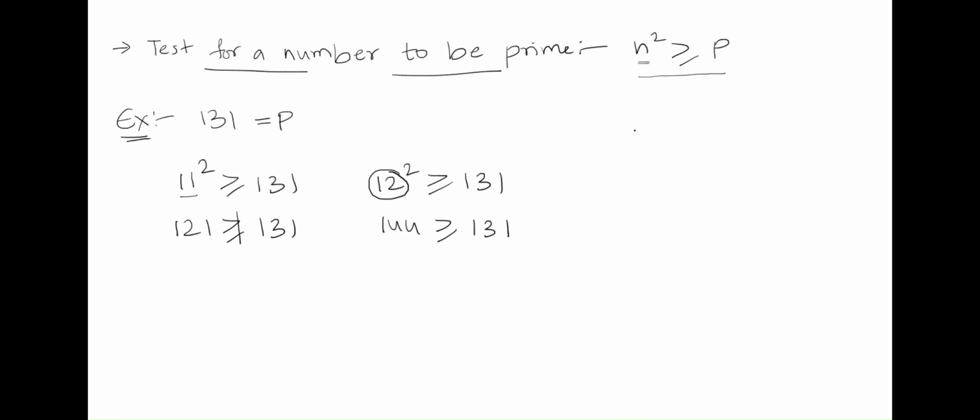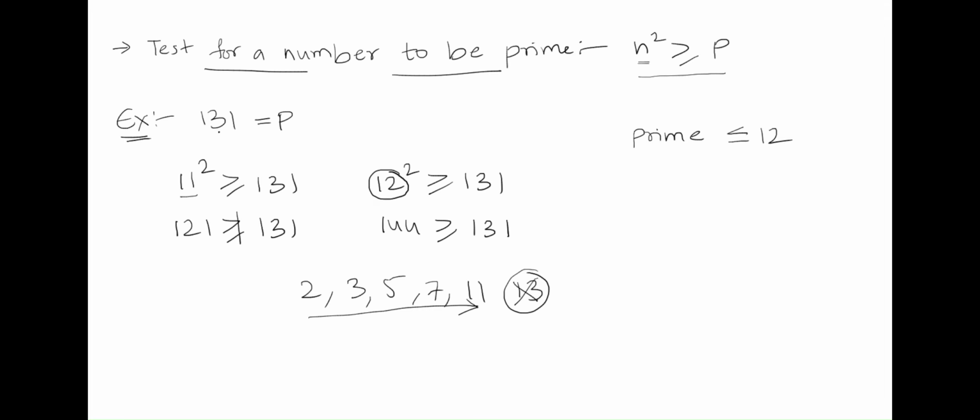So you have to check prime numbers which are less than or equal to 12. Okay. So what prime numbers are there? 2, 3, 5, 7, 11. Next is 13, which is greater than 12, so this you cannot consider. So you have to check whether these prime numbers divide this 131 or not.